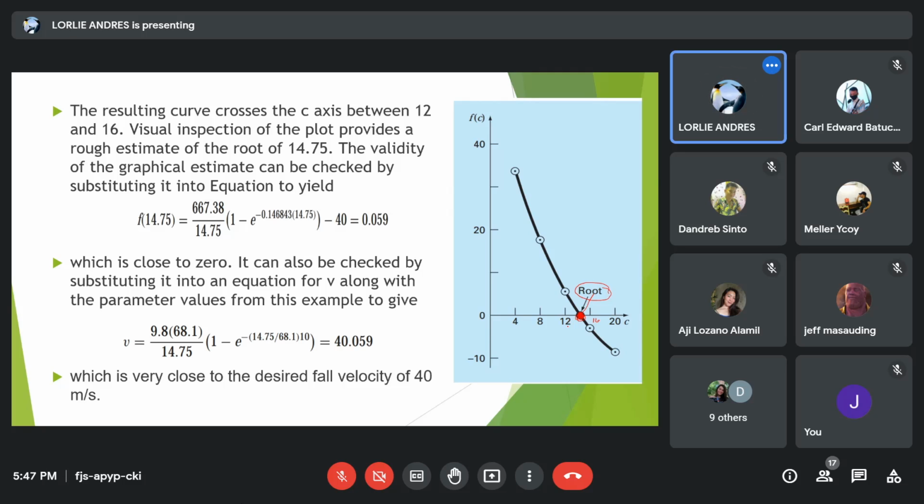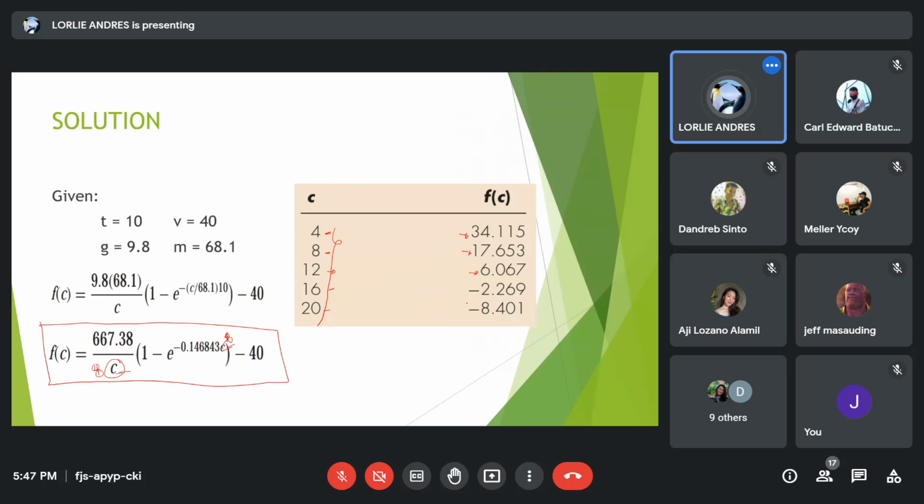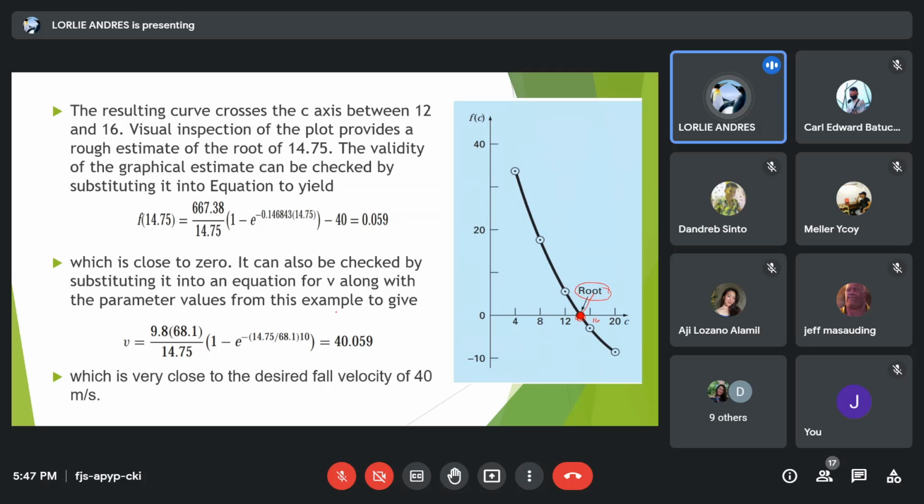So this value, you have 4, 8, 12, 16, then 20. So, this is 4, 8, 12, 16, then 20. If it is around here, so our rough estimate is equivalent to 14.75. This one, because it is in between 12 and 16.